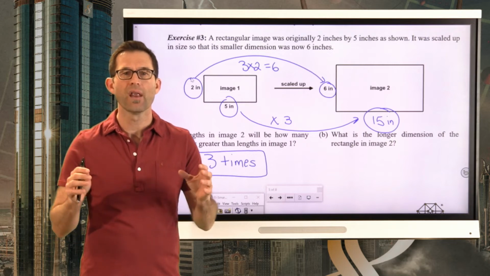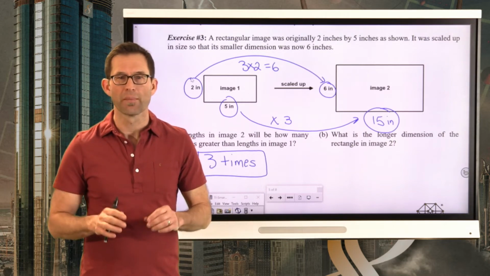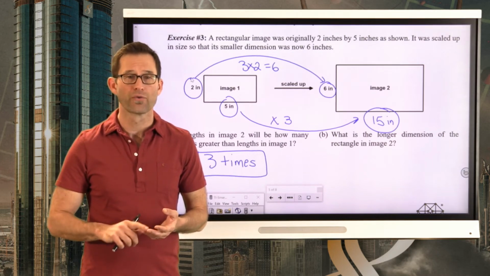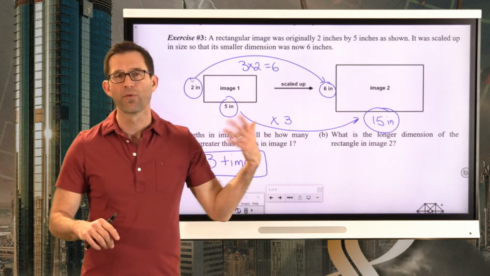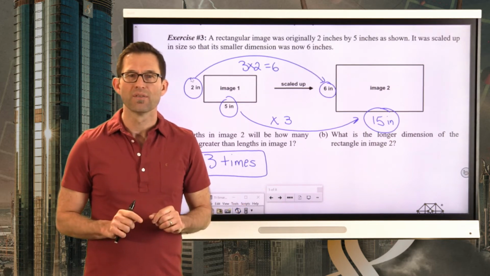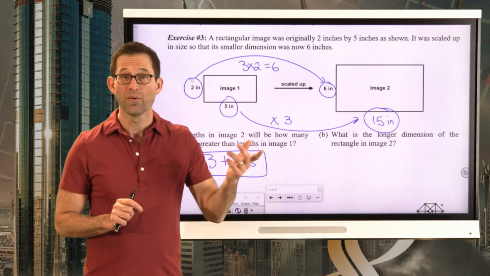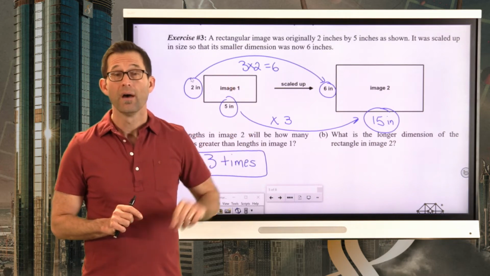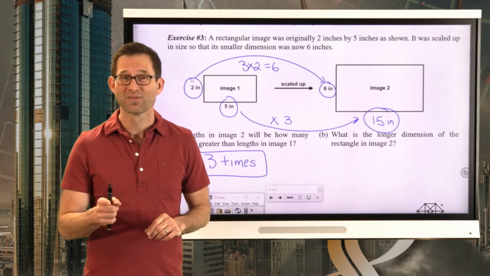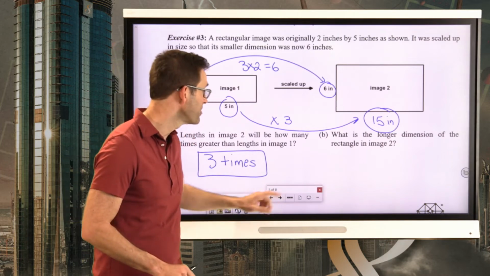So anytime we have a nice integer relationship, a nice whole number relationship, where the lengths were doubled or tripled or quadrupled, we multiplied by 2, 3, 4, 5, etc., it's pretty easy. But many times those constants of proportionality, which in this case was 3, are not that nice. So let's take a look at an example of that.